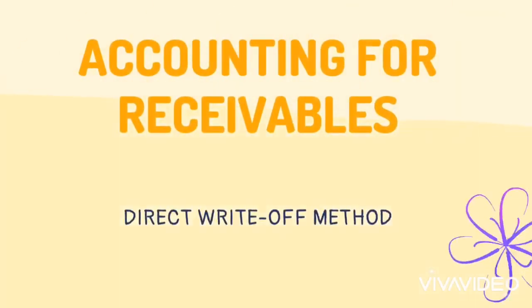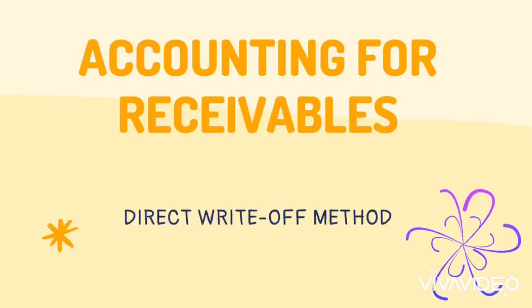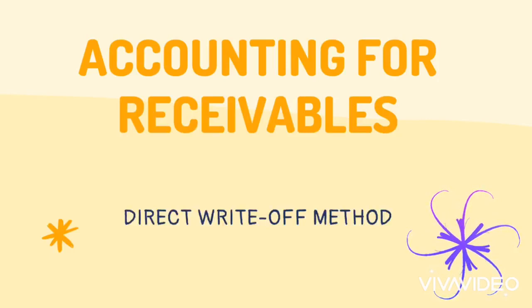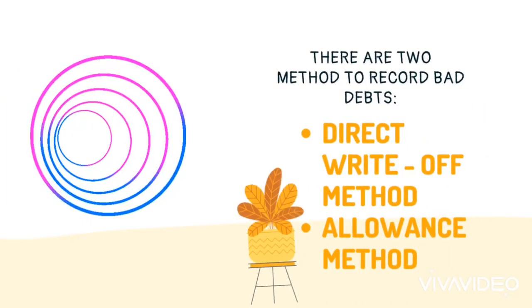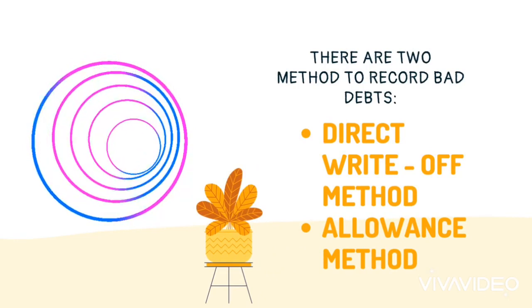Chapter 7 Accounting for Receivable. Today, we are going to focus on the subtopic of direct write-off methods. There are two methods to record bad debt expense. One is direct write-off method and the second one is allowance method. In this video, we are going to focus only on direct write-off method.